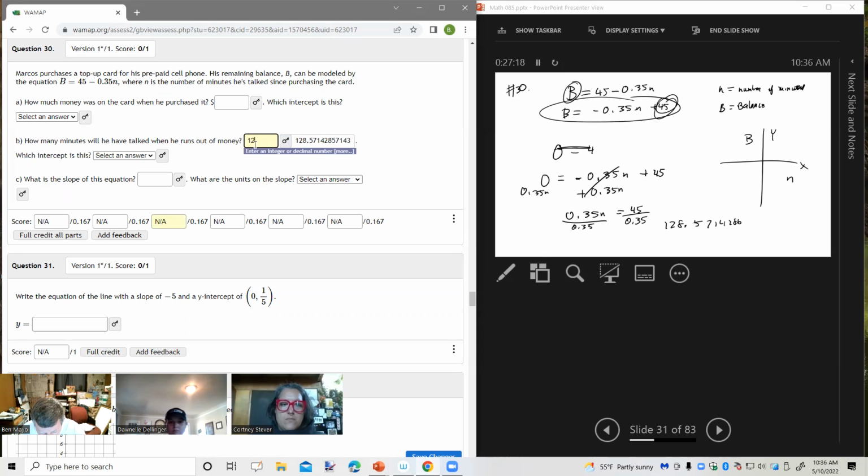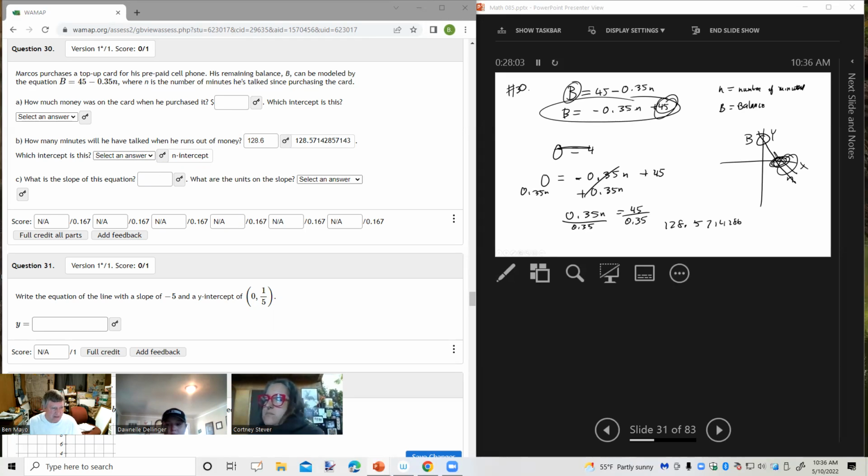I guess this is somebody else's work I'm looking at, so it won't let me put that in. But anyway, which intercept is that? When B is 0, that would be the N-intercept, right? So N-intercept. Following that? So basically on our graph, this would be how much money there was to start, and this would be how long it would take to use up all the money.